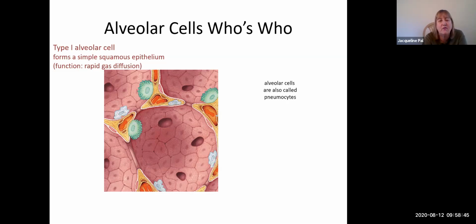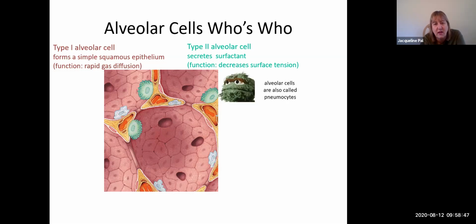So now let's move over to the Oscar the Grouch green cells, and these are your type 2 alveolar cells. They secrete a substance known as surfactant that is super important in the breathing process because its function is to decrease the surface tension. And you're going, awesome, I'll memorize that, but I have no clue what that means.